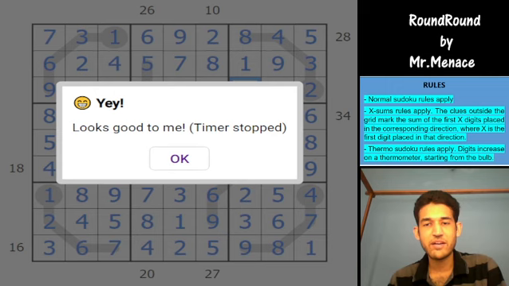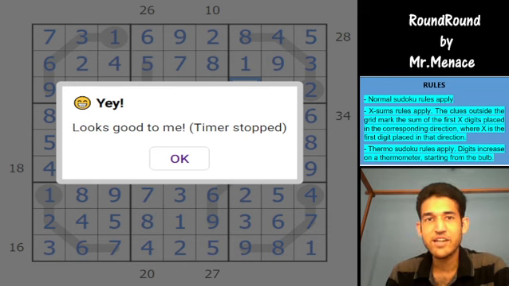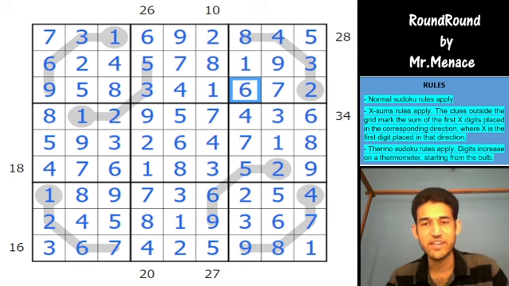And with that we have completed this really fun to solve Sudoku by Mr. Menace. And I still don't know why it is called Round Round. I think maybe it has to do with the thermos, because they are all round, right? These two thermos are round, so maybe that's why.